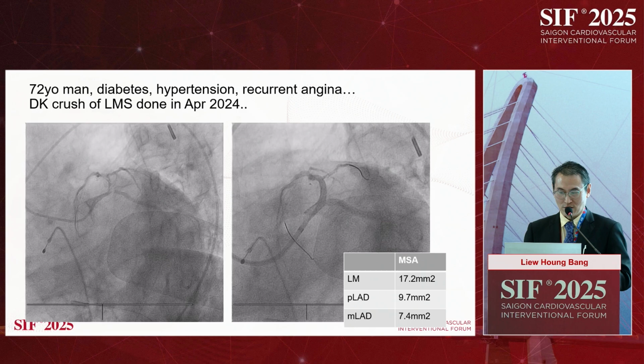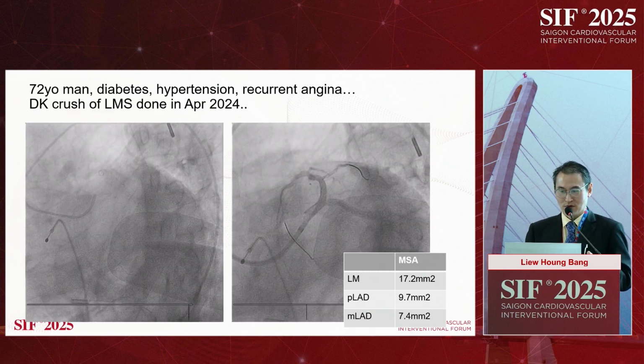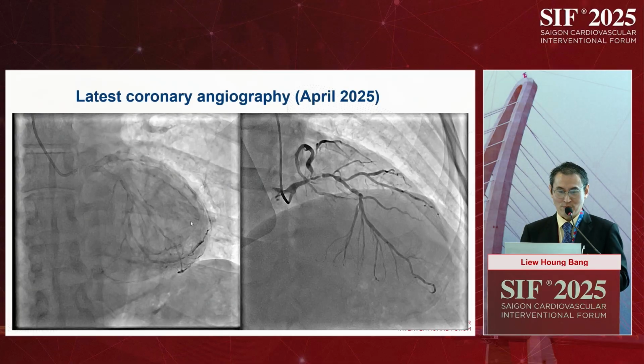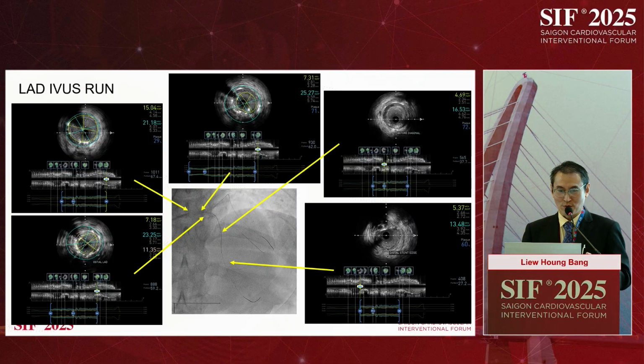It was IVUS guided as well. Look at all the stent area. Pretty good, pretty optimal. Unfortunately, the patient came back with this. So he has restenosis, bifurcation. So what do we do? So again, very important: IVUS, not just looking at the lumen, but look at the mechanism of the restenosis. So in this case, they are both mechanical as well as biological. So we need to correct both.